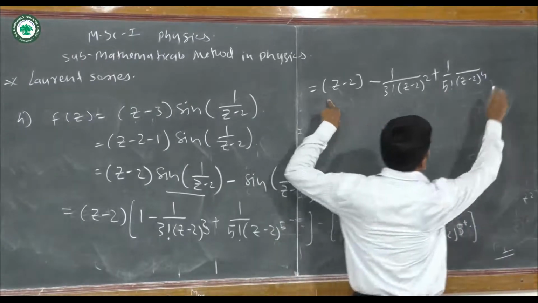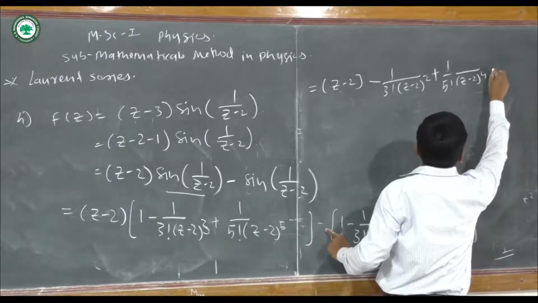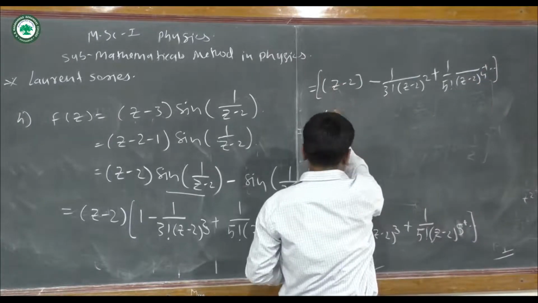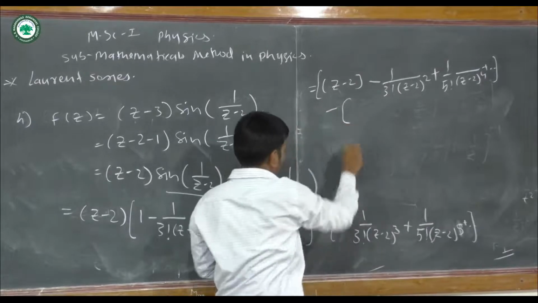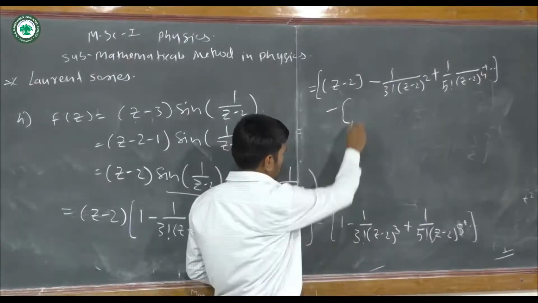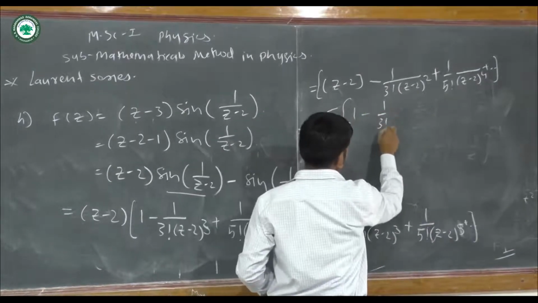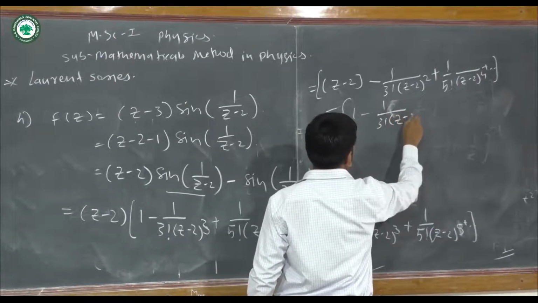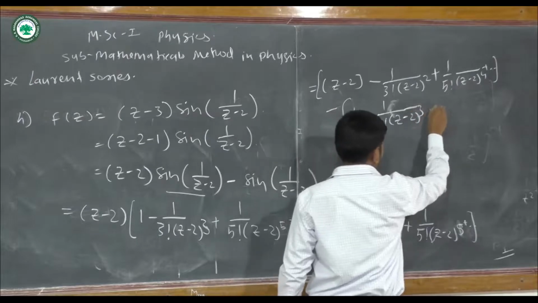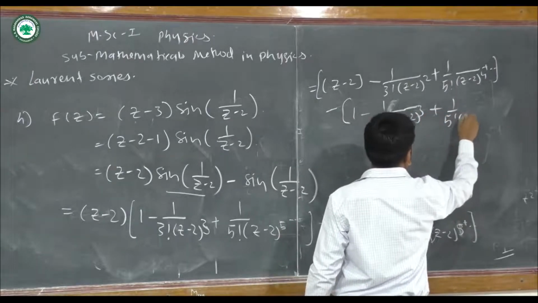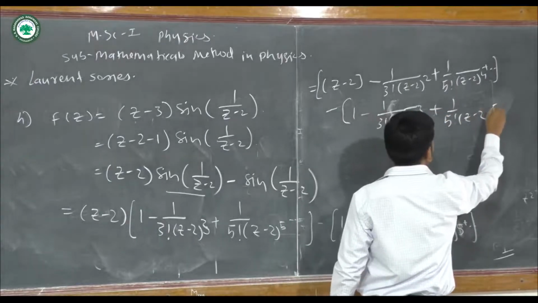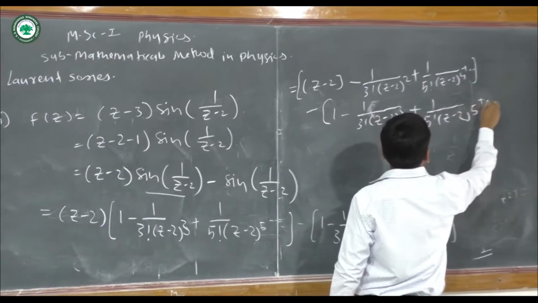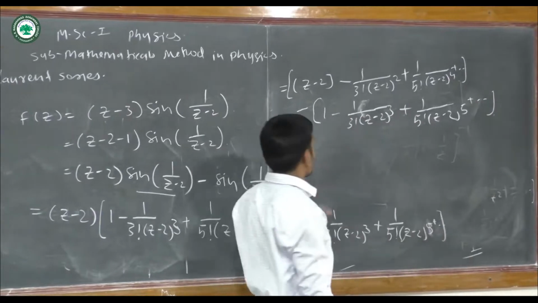And then minus, for this it is the same: 1/(z − 2) minus 1/3! divided by (z − 2)³ plus 1/5! divided by (z − 2)⁵. So this is the expansion.